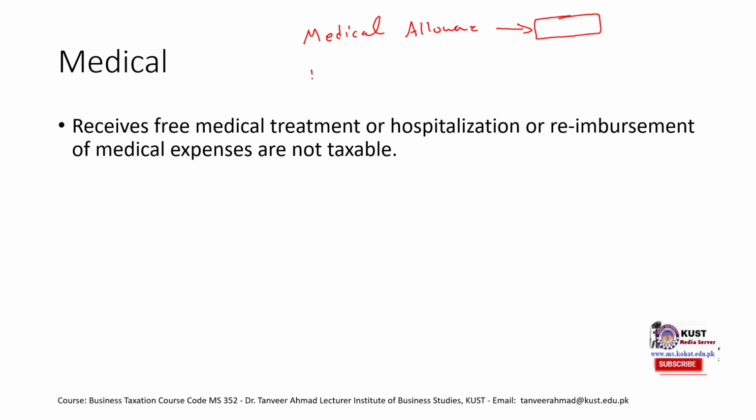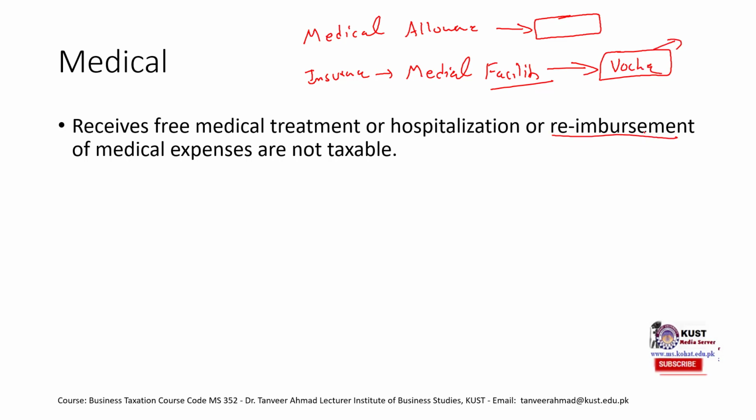The second is normally some kind of insurance, health insurance, or medical facilities provided. For example, the employer or the company might say that the employee can incur medical expenses or be hospitalized and incur medical expenses, and once they incur, they would bring us the vouchers or receipts, and we would reimburse them the amount, right? So in this case, the medical facility is provided, right?